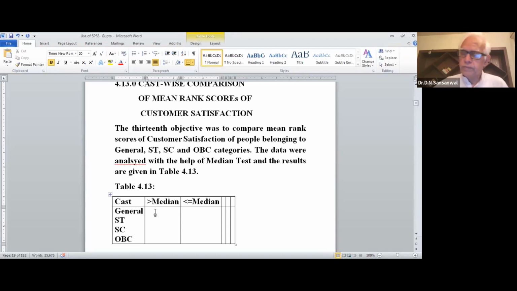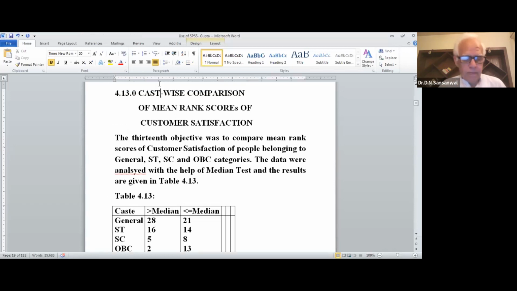So you know, it is 28. Then it is 16, then it is 5, and then it is 2. Here it is 21, then it is 14, and then it is 8, and then it is 30. And here is the chi-square value. All right. Here I have written category, no problem at all.